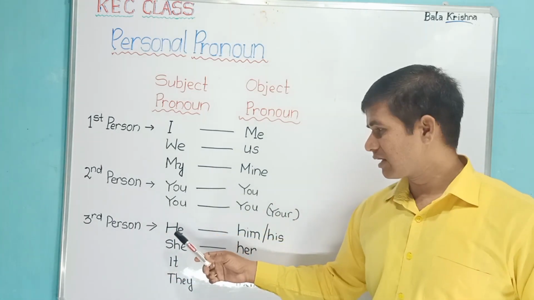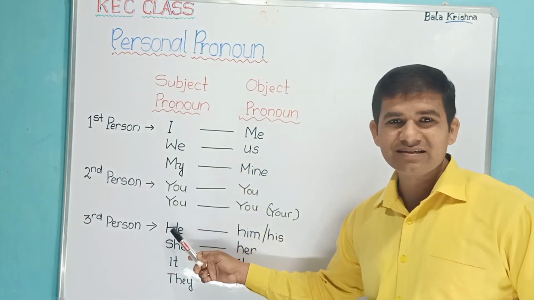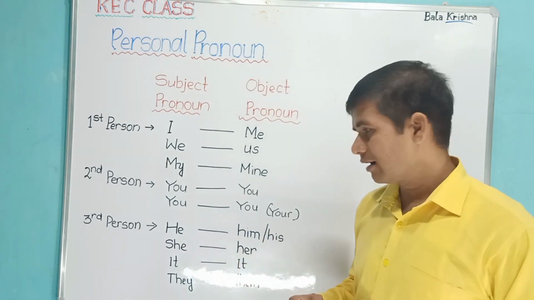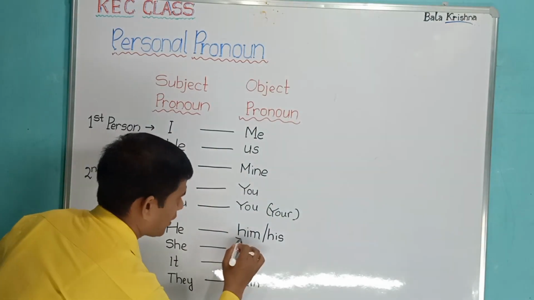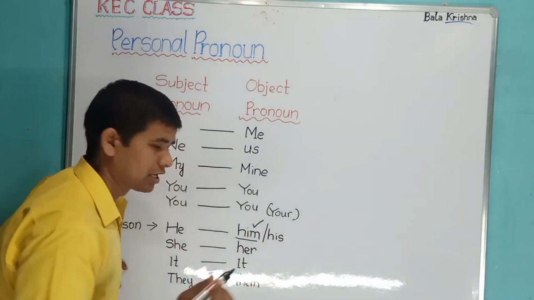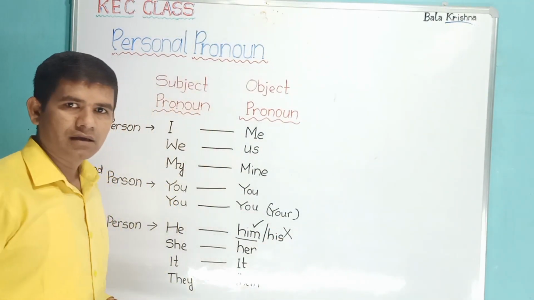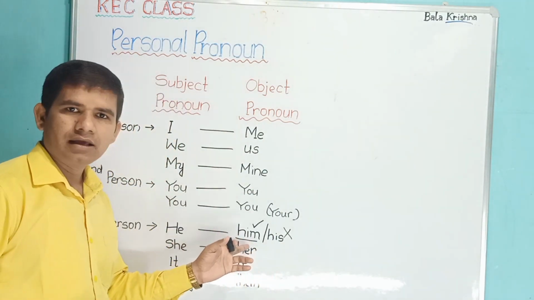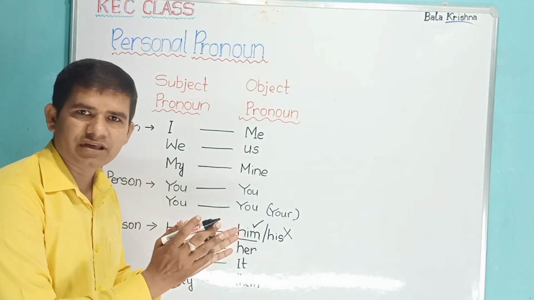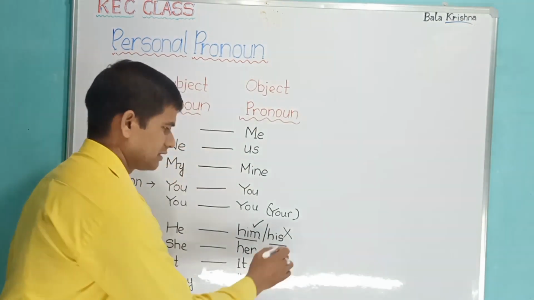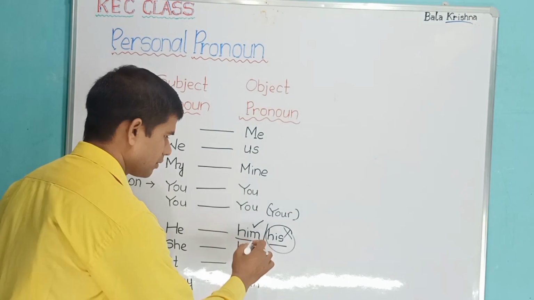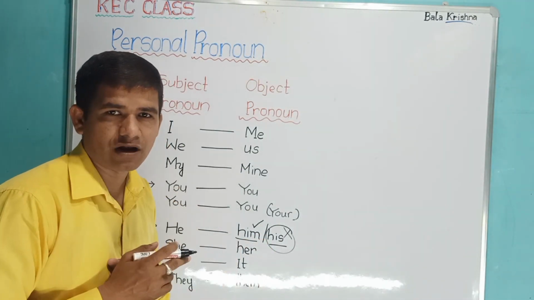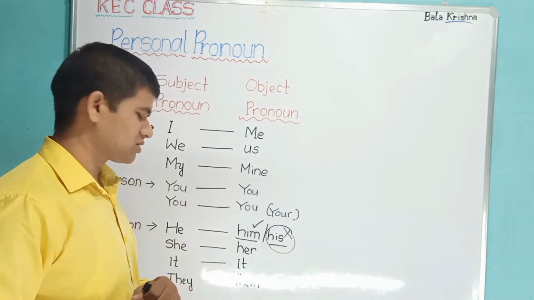In third person, singular number, the subject pronoun is he and the object pronoun is him. Him is correct, not his. Often a student makes a mistake while writing him or his. In the place of the object, most of the students write his. That's absolutely wrong. You have to remember that him is the object pronoun. Friend, don't write his.